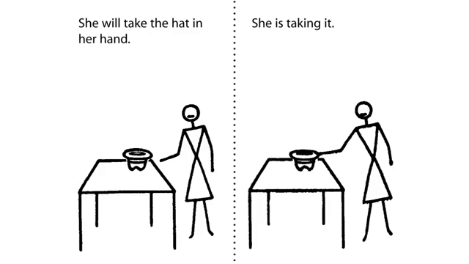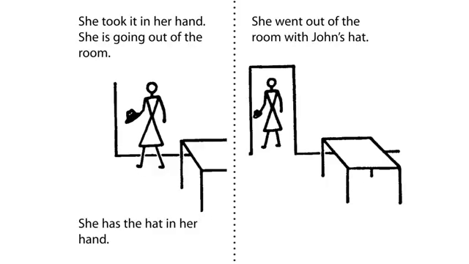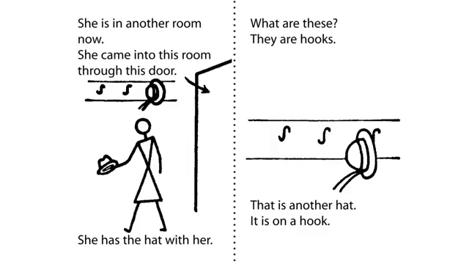She will take the hat in her hand. She is taking it. She took it in her hand. She is going out of the room. She has the hat in her hand. She went out of the room with John's hat. She is in another room now. She came into this room through this door. She has the hat with her.